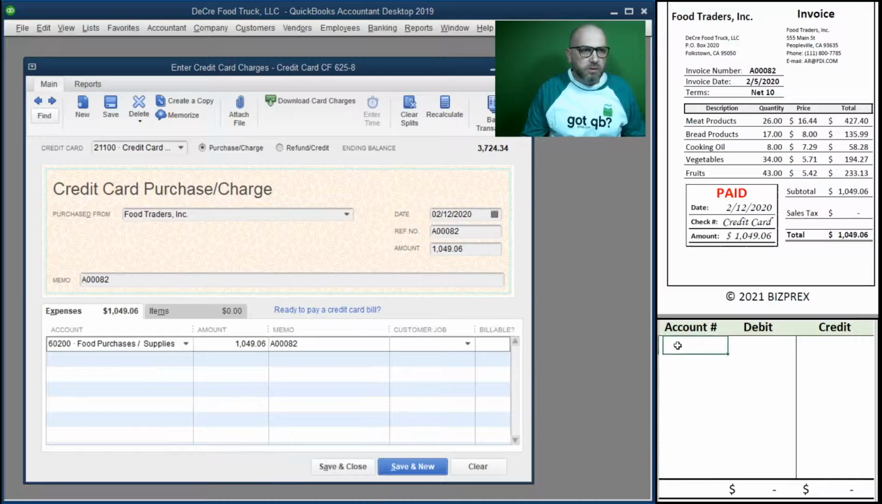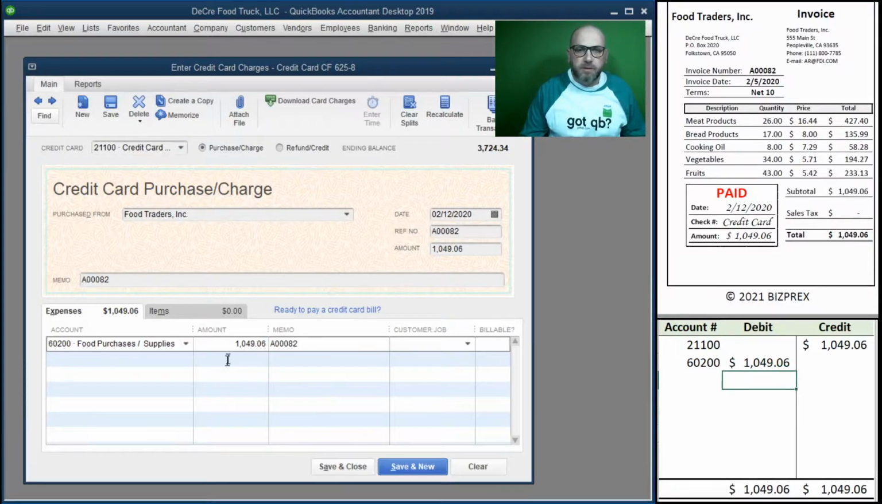So again, let's make sure what's going on behind the interface, right? What's being debited, what's being credited. So our liability, our credit card account, is going up, and liabilities are increased through credits. And our expense account for food purchases is going up, and expenses are increased through debits, right? So again, as you can see, debits and credits are in agreement.